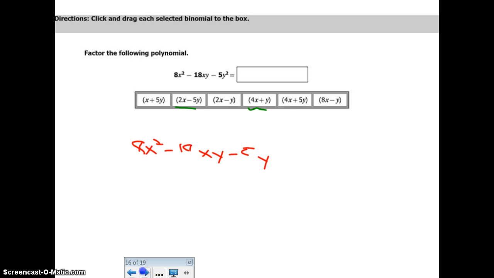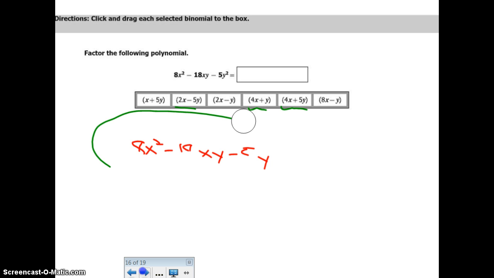If that doesn't work, then you'd want to try 4x plus 5y. So you can easily just play around with these and multiply different combinations together until you get 8x squared minus 18xy minus 5y squared. But that might take a lot of time. Not to say that you don't have all the time in the world, and I have no problem if that's what you want to do. I think it's a great idea to play around with those.